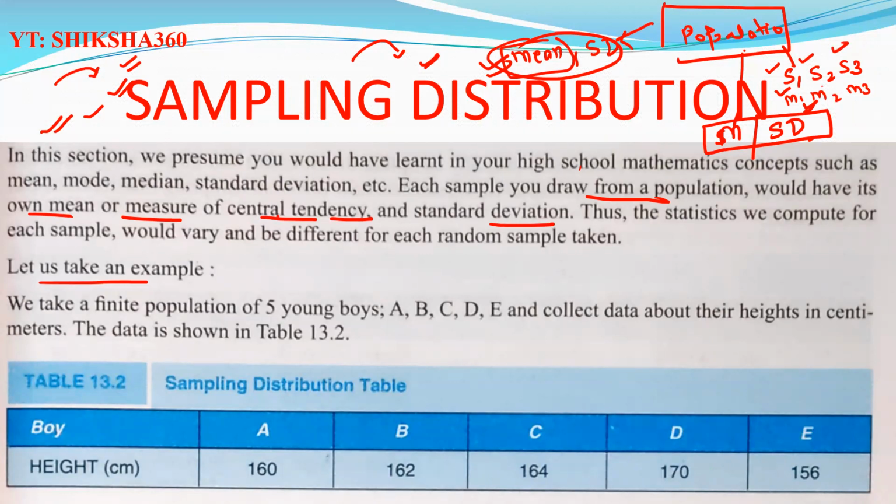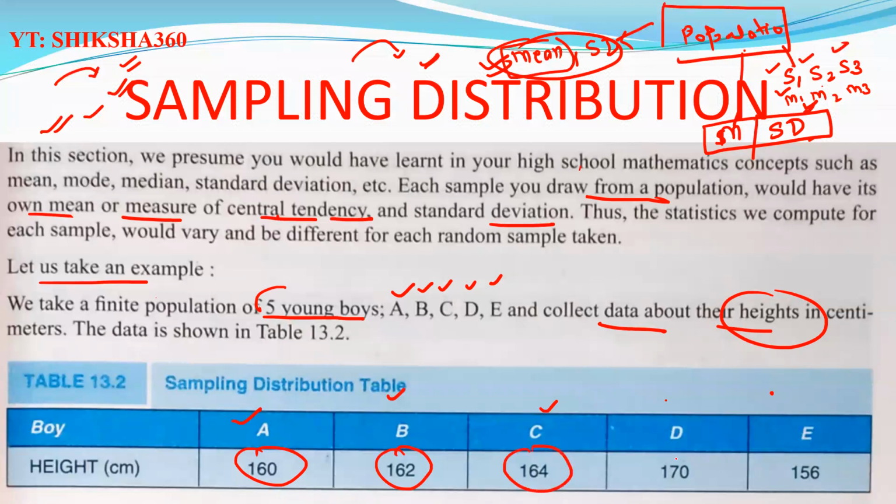Here we are taking a finite population of 5 young boys, A, B, C, D, and E, and collecting data about their heights. The height of boy A is 160 centimeters, B is 162, C is 164, D is 170, and E is 156. So the heights range from 156 to 170 centimeters, and our mean lies between them.